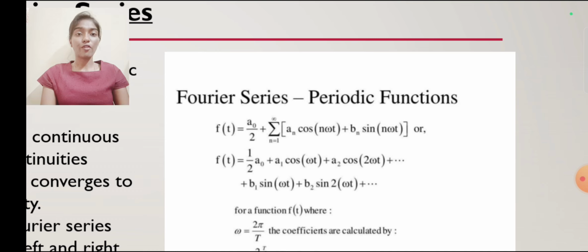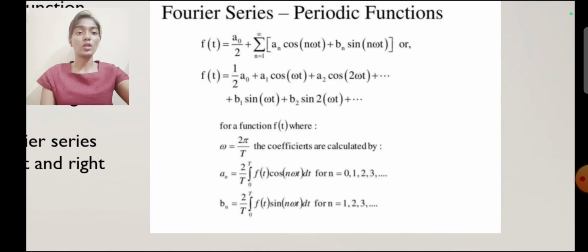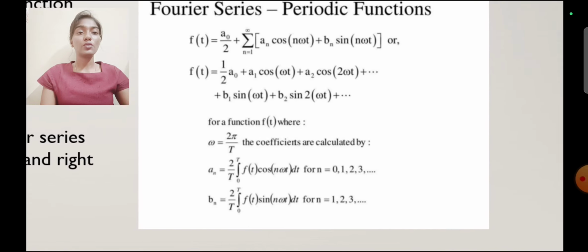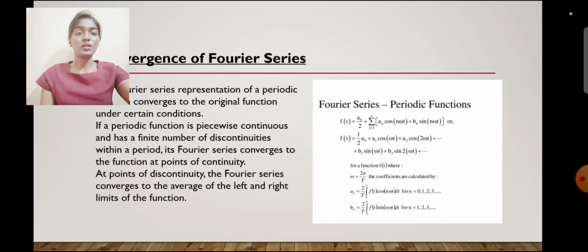For the function f of t, where omega equal to 2 pi by T, the coefficients are calculated by a n equal to 2 by T integral 0 to T f of t cos n omega t into dt for n equal to 0, 1, 2, 3 and so on. b n equal to 2 by T integral 0 to T f of t sin n omega t into dt for n equal to 1, 2, 3 and so on. Let's move forward to the next slide.